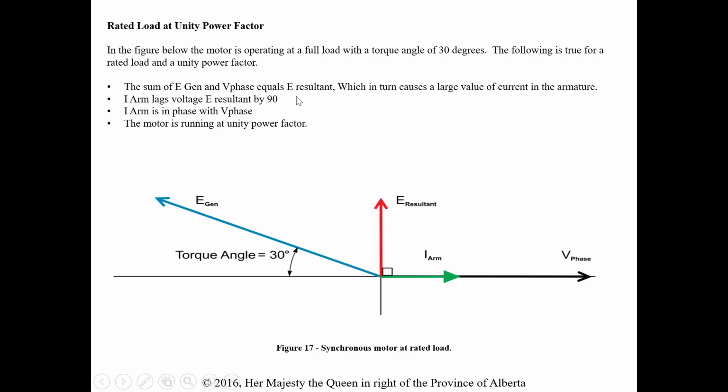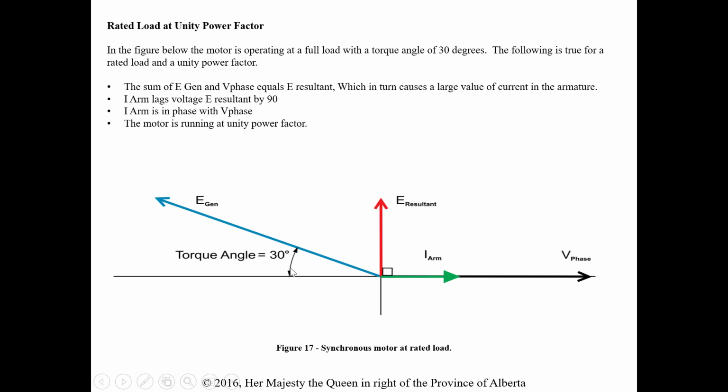And it's saying the sum of E gen and V phase equals E resultant. That's still the same. This value of voltage at this angle plus this value of voltage at this angle gives you your E resultant at its angle. I arm is still lagging E resultant by 90, so we're showing that right here. I arm is in phase with V phase, so that is what's making us at unity power factor here. My armature current and my armature voltage are in phase with each other, so no lead or lag, no difference between current and voltage here. So this motor is running at unity power factor with its rated load.